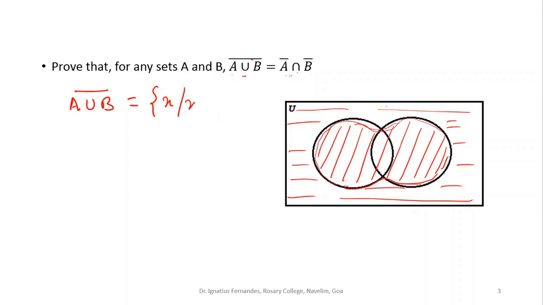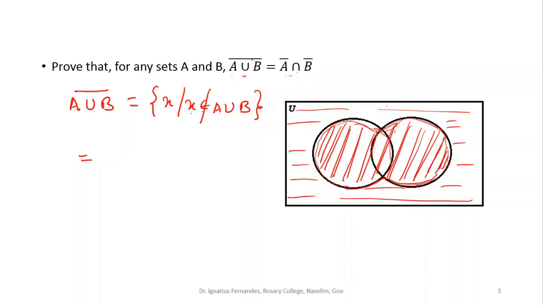So these are all x which are not in A union B. They are outside A union B, and that's how they are in the complement of A union B. Now, you are saying that x is not in A union B. Where is A union B? This is where A union B is. So x is nowhere in A union B. What does it mean? That x is neither in A nor in B.